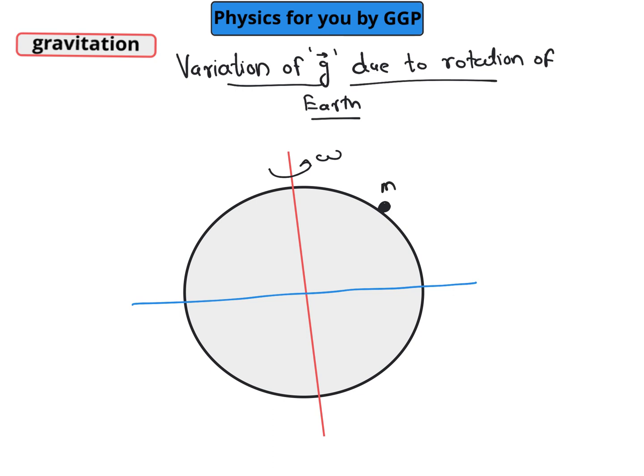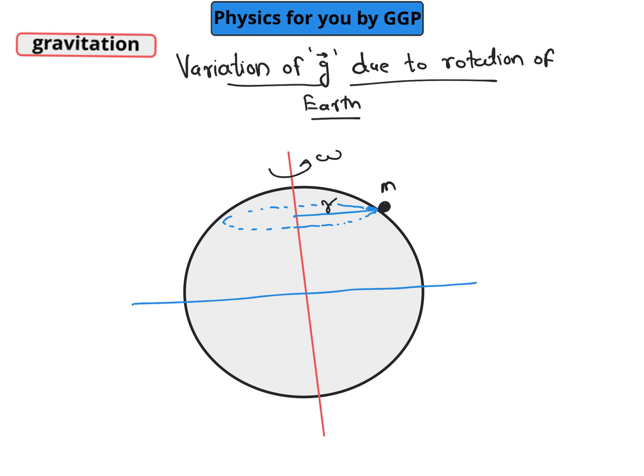then we can say that each and every particle over here is in circular motion because Earth is rotating about its axis. So each and every particle is in circular motion of different radius. Let's say this particle is going to move in a circle of radius, take it as r. So we can write the forces acting on this object.